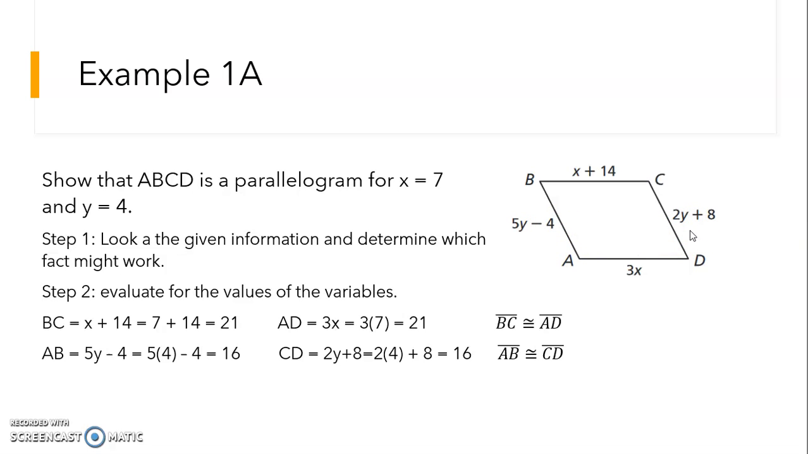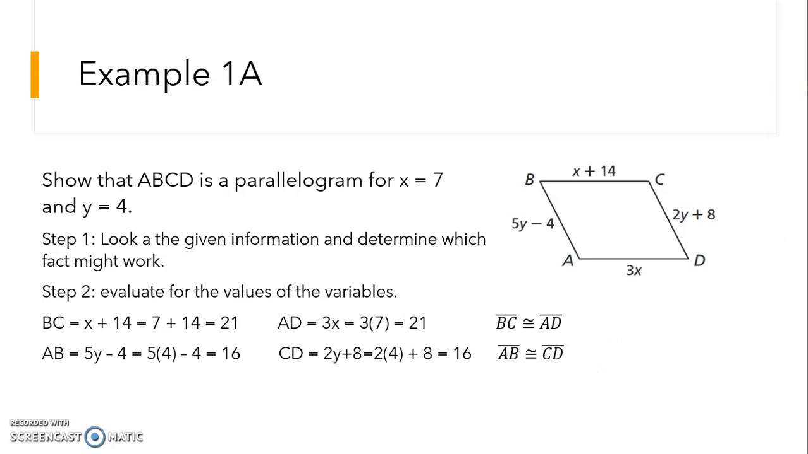And I'm going to see that BC is 21 and AD is 21. So they're congruent, those opposite sides. Then I'll find out that AB is 16 and CD is 16. So I know those opposite sides are congruent. So I do have both pairs of opposite sides being congruent.